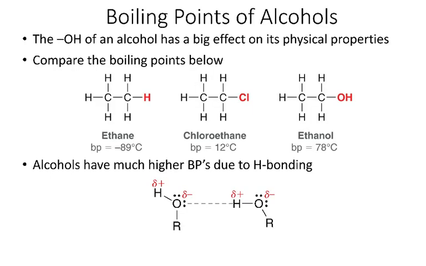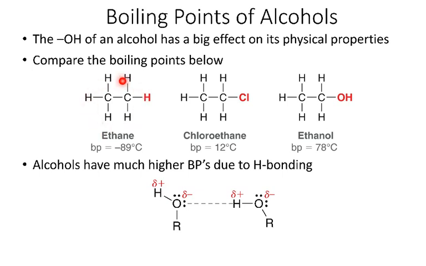All right, so the OH group in alcohols has a profound effect on its physical properties. If we compare the boiling points of ethane, chloroethane, and ethanol, we can see the boiling points get significantly higher as I go from ethane to chloroethane to ethanol. And this has to do with the intermolecular forces.